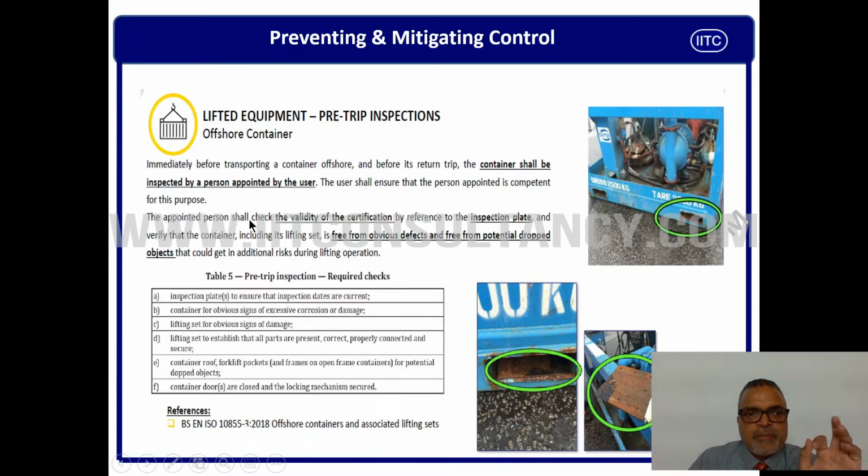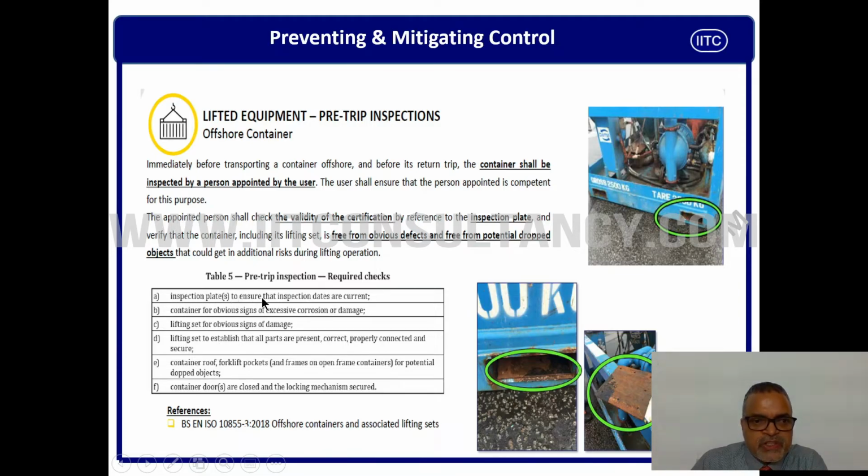The appointed person shall check the validity of the certification by reference to the inspection plate and verify that the container, including its lifting set, is free from obvious defect and free from potential drop objects that could add additional risk during the lifting operation. These are the examples, the points that we need to see before or during pre-trip inspection.